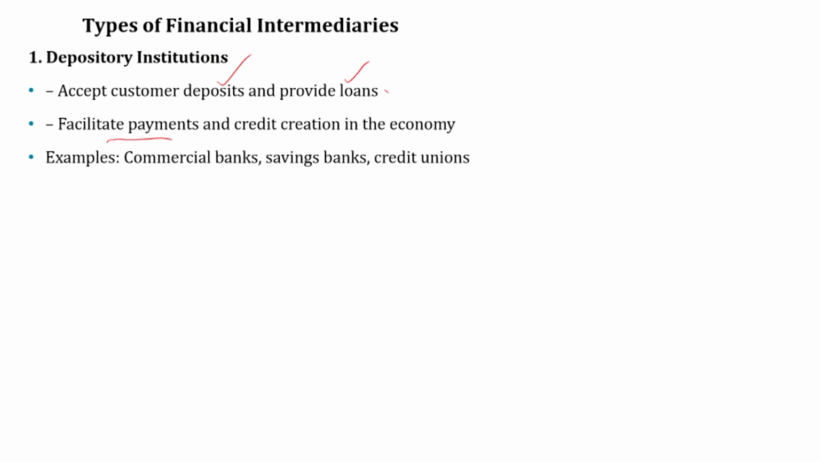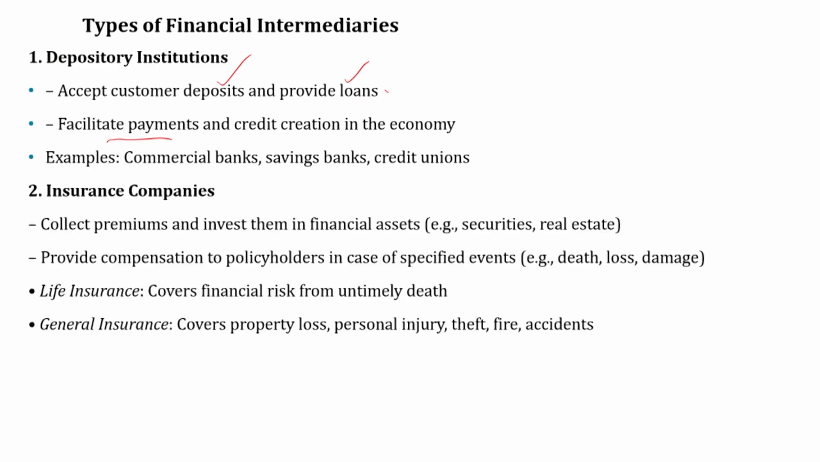Then another type of financial intermediary is insurance companies. Insurance firms operate by collecting premiums and investing them in financial assets, such as securities or real estate. In return, they promise to compensate policy holders when certain specified events occur, such as death, loss, or damage.